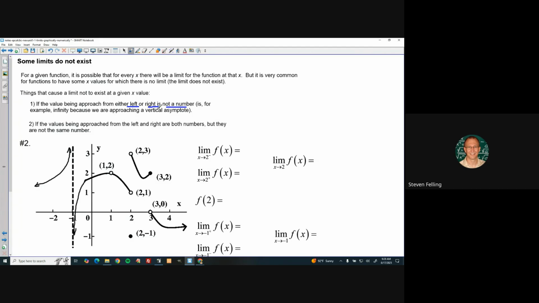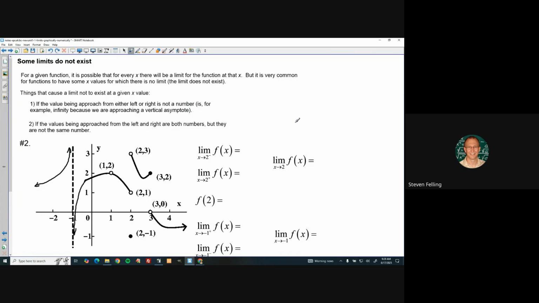But in general, a limit has to be a number. It has to be the same number on the left and the right that the y is approaching. So if that's not true, if the values are not numbers, then you can't have a limit. And the second thing is, if the values being approached from the left and right are both numbers, but they're not the same number. So either of those two things could cause our limit not to exist at that x value.